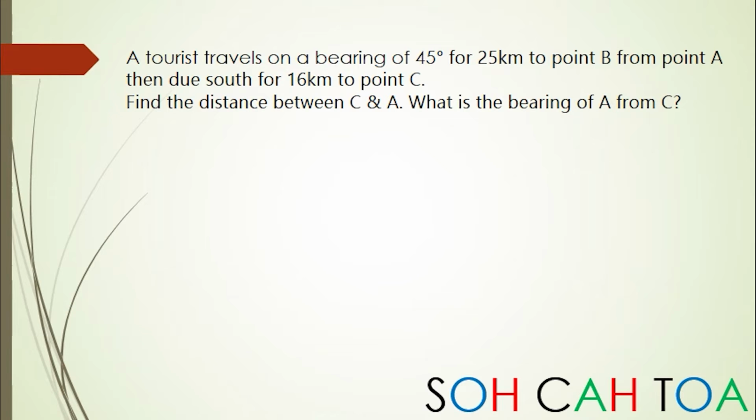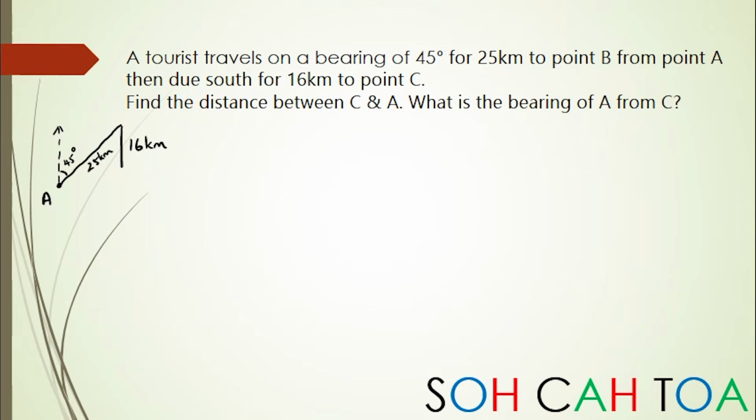So we're going to need to use SOHCAHTOA, but let's actually work out the problem. I'm going to put a little dot here, and I'm going to call this point A. Now he's traveling for 25 kilometers on a bearing of 45 degrees. Then it says due south. South has a bearing of 180 degrees, and he's going for 16 kilometers. Find the distance between A and C and the bearing of A from C.